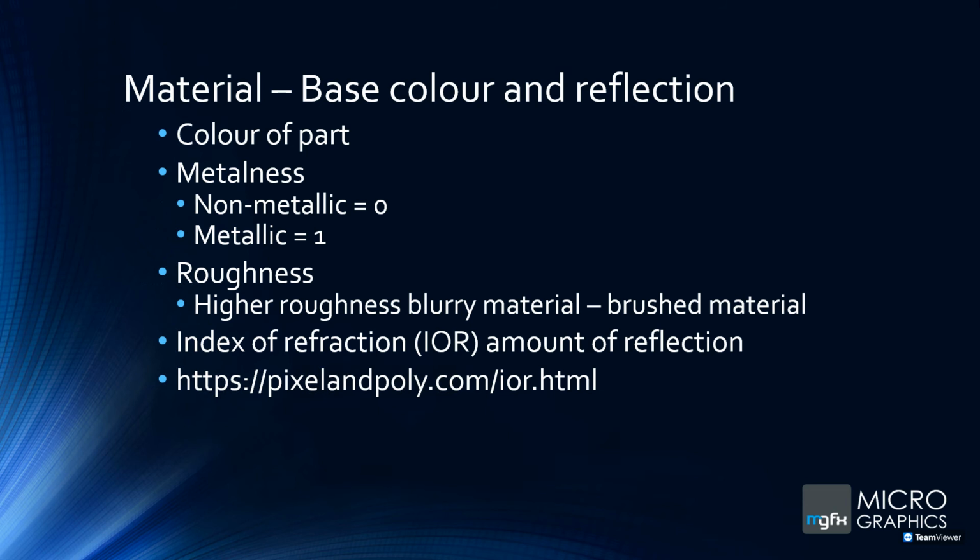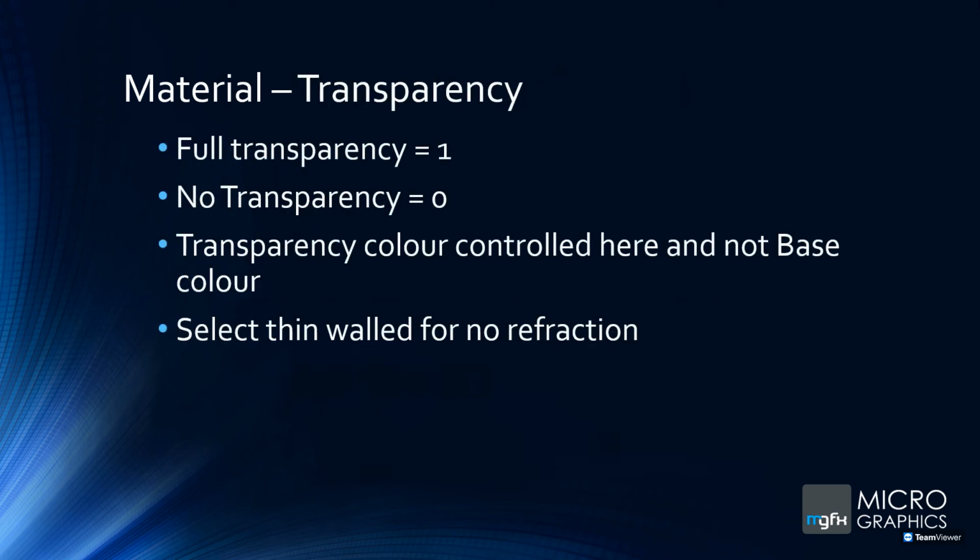If you need to know about the IOR, index of refraction, you can go to this website, pixelandpoly.com/IOR.html, and it has the IOR values for a whole bunch of different materials. If you have any rendering package, you'll probably have IOR values there somewhere which you can then put in. The second thing you can take a look at is transparency. Full transparency equals 1, no transparency equals 0. The base color does not control the color once you start making it transparent; the transparency color does. And then you can select thin walled for no refractions. So you have those options over there.